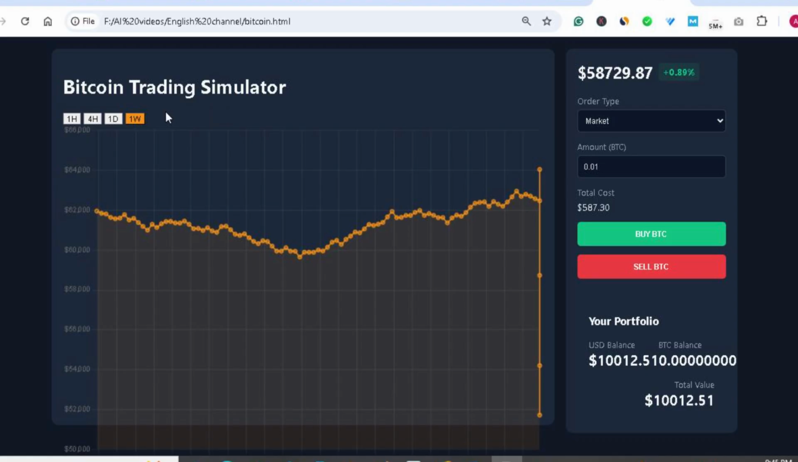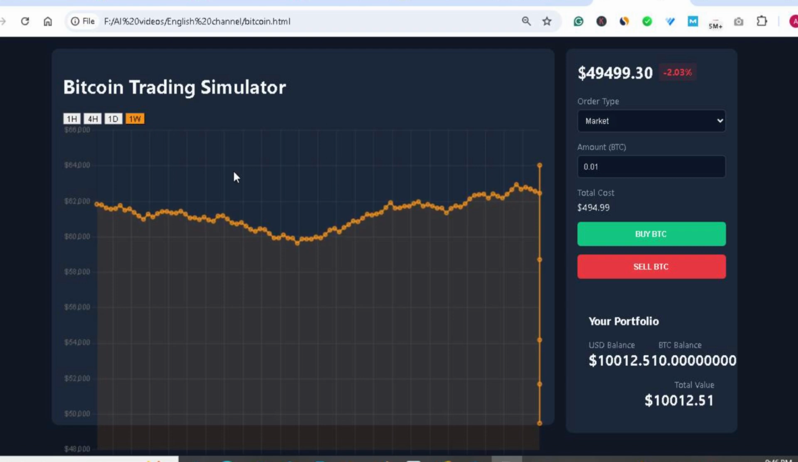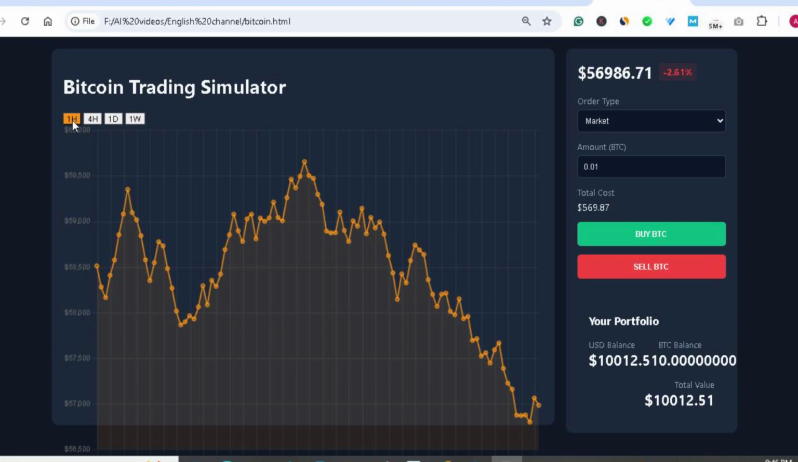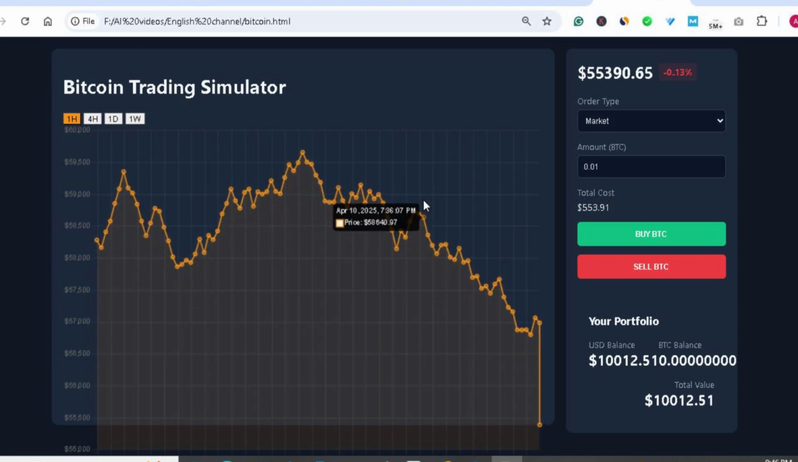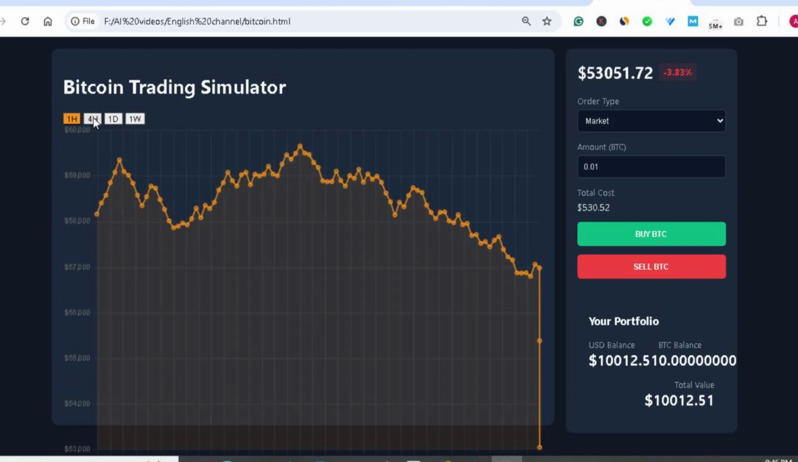Hi friends, if you want to create a Bitcoin trading simulator like this, then you can create it yourself freely using AI. So let's see how this Bitcoin trading simulator is working.